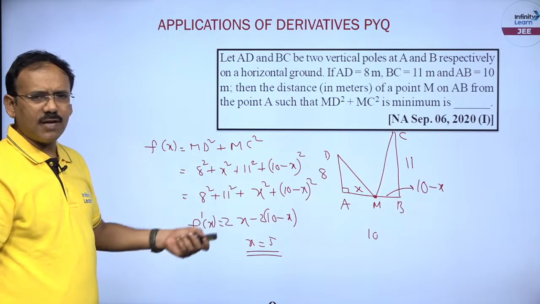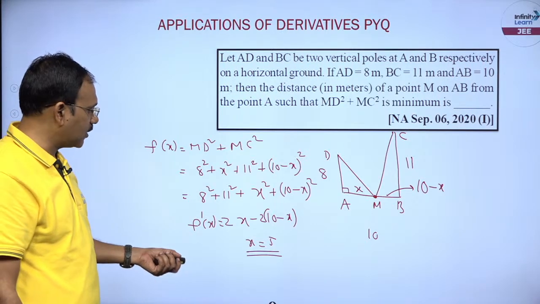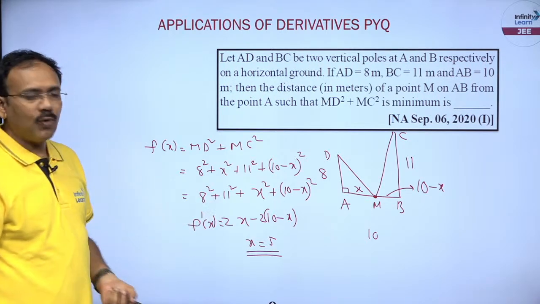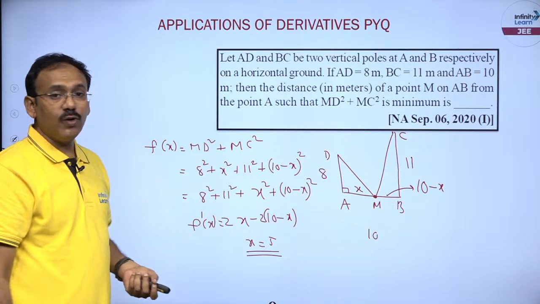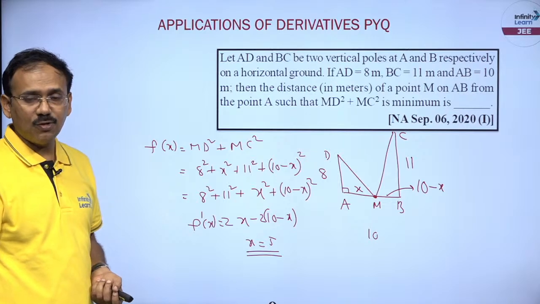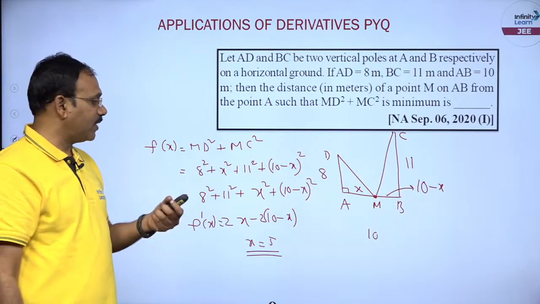I am not going to check with the second derivative because it is the only possibility. If at all you want, you can also check: x is anyhow positive, the second derivative is going to be 4, which is greater than 0. So at x equal to 5 it will have a minimum value.